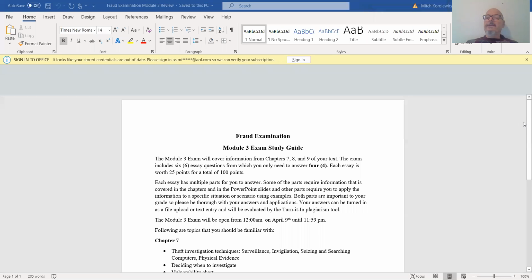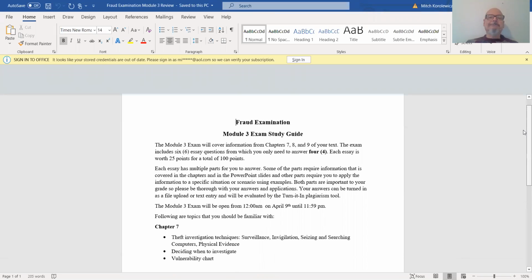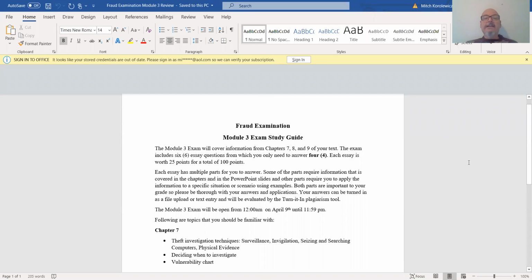So I'm going to share the screen with this document. Let's go over this for a little bit. Let me tell you how we're going to do the exam for this week. Module 3 exam will cover information from Chapter 7, 8, and 9 of your text. If you remember, that's all about the investigations of the Theft Act, of the concealment, and of conversion.